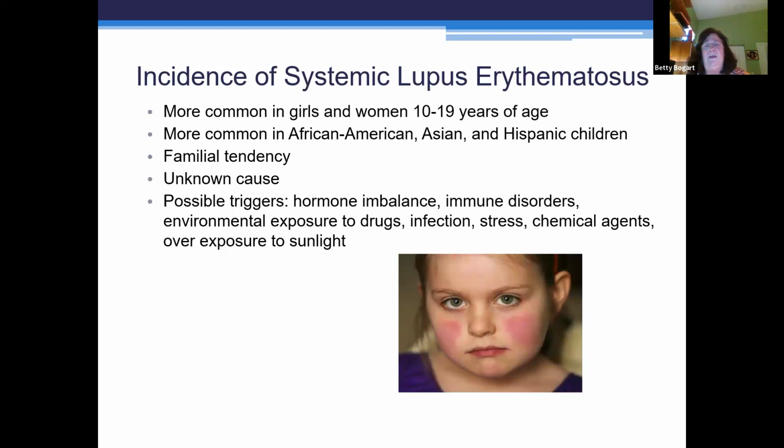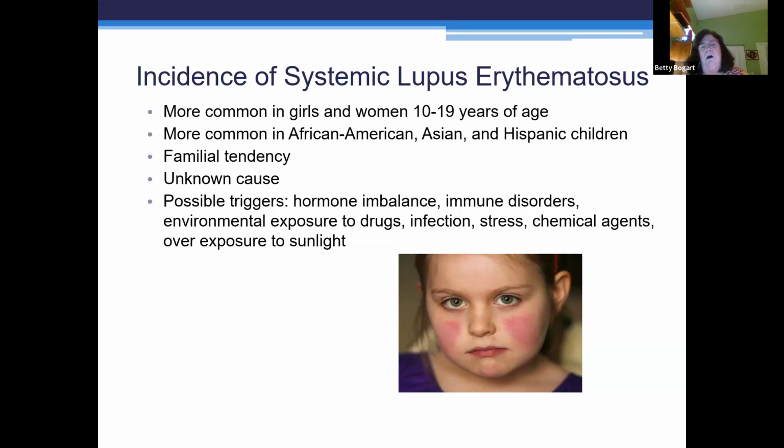Now, lupus is the body attacking any organ. Could be skin. That's why you get that butterfly type of rashes. It could be your heart, your lungs, your kidneys, anything. One of the triggers is hormone imbalance, and that's why we start to see it in girls ages 10 to 19. That's menstrual time, right? Hormones, puberty is going on. We see more African American, Asian, Hispanic, and we know if one person in the family has it, the possibility of another person having it increases.